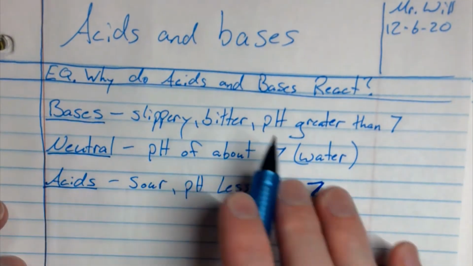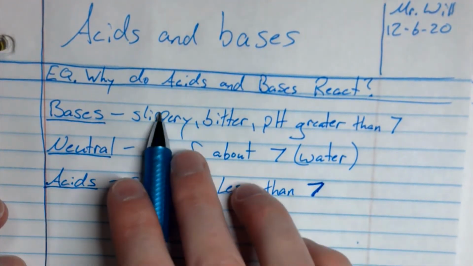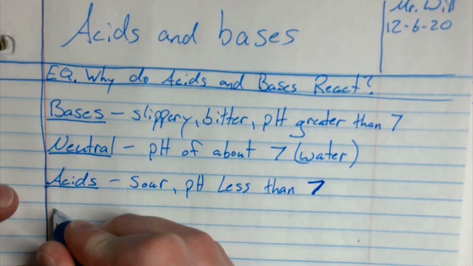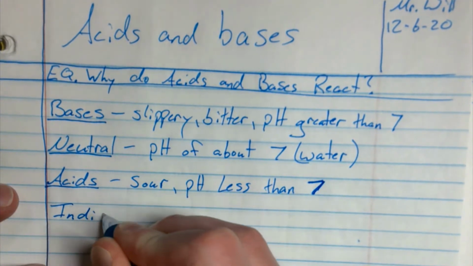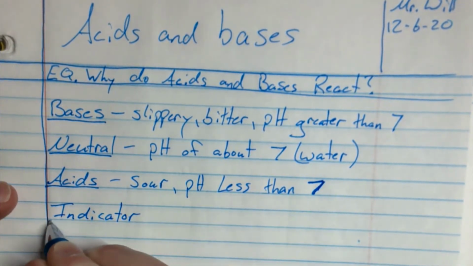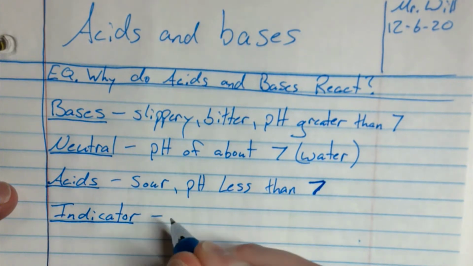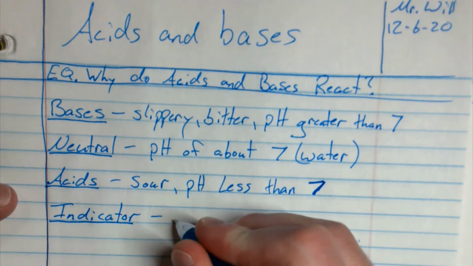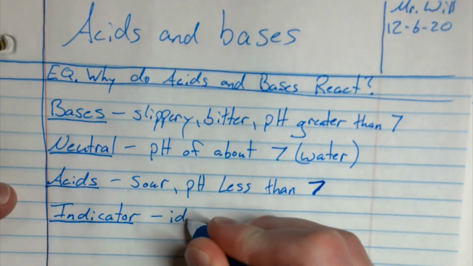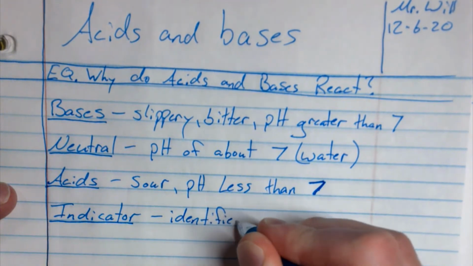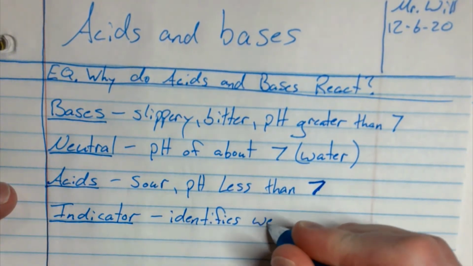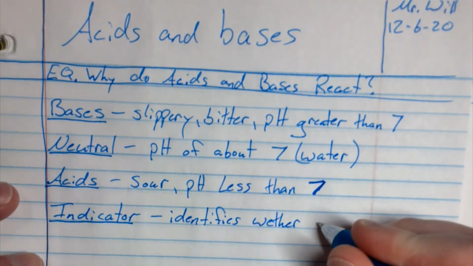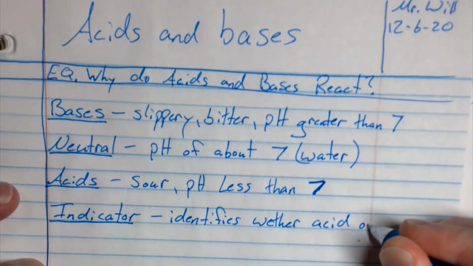Now, we have to be able to tell this some way besides tasting it or feeling it, because that could be very dangerous. And so we have this thing called an indicator. Indicator. And it actually tells us, or indicates, or identifies, whether it's an acid or a base.